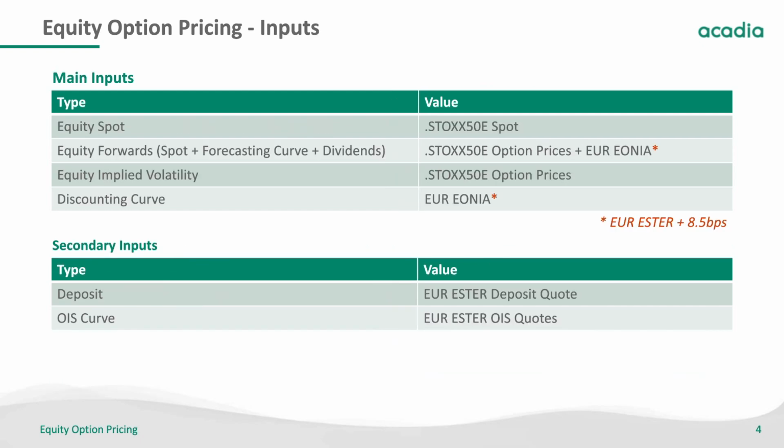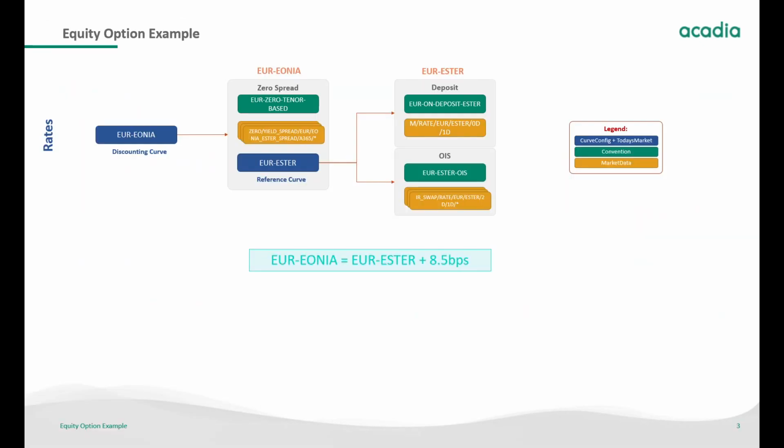In terms of inputs, we only needed the discounting curve in euro and the equity curve and volatility of the Euro Stoxx 50. The euro EONIA was used as the euro discounting curve, and this is what it looks like in terms of data to configure and provide in ORE.